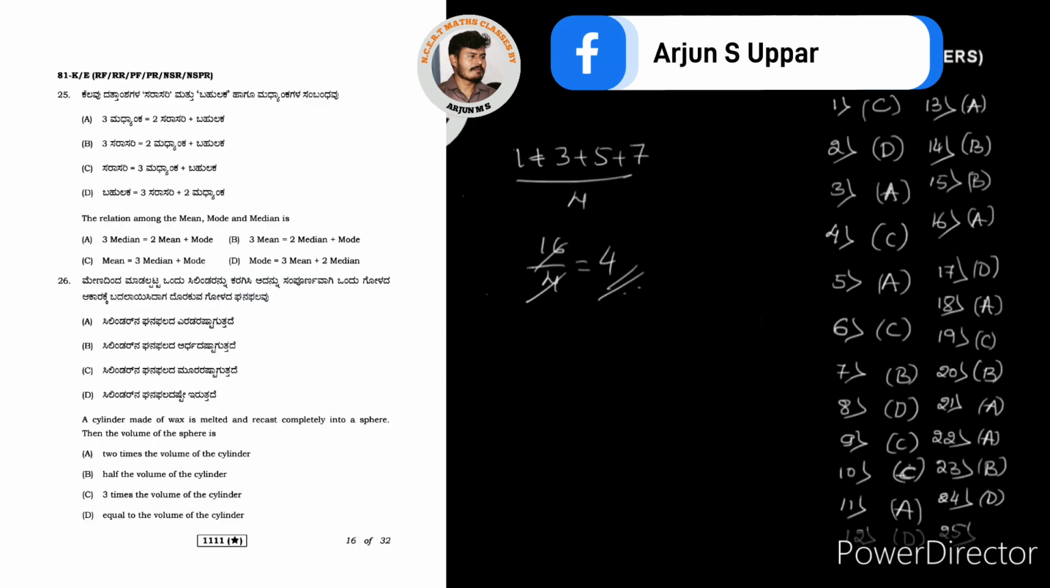So now take down the 25th question. The relation among the mean, mode and median is... This is a maximum-times-repeated question in your preparatory examination also. Here the answer is 3 median is equal to 2 mean plus mode, the correct answer. That's why option A is correct.